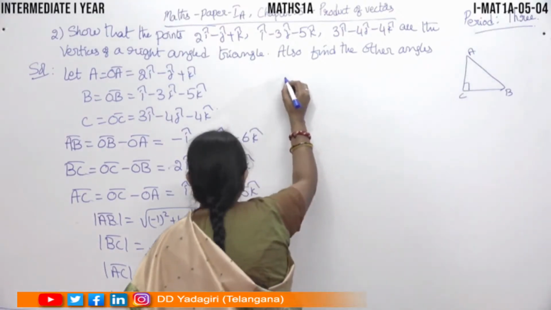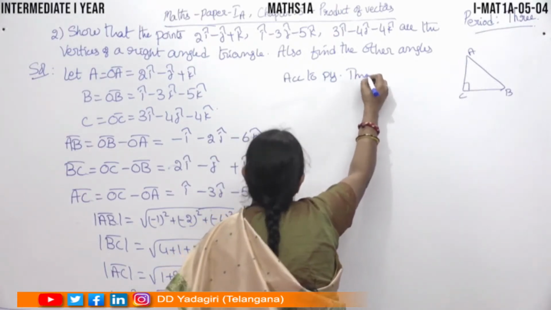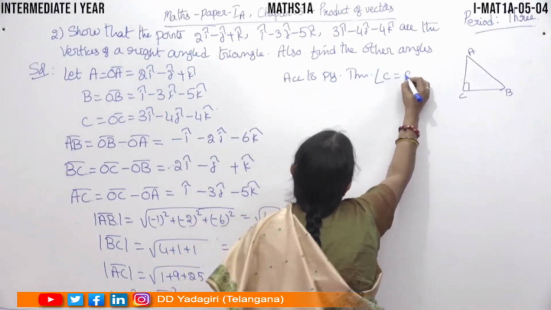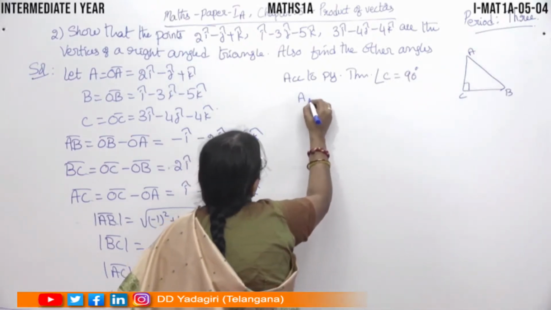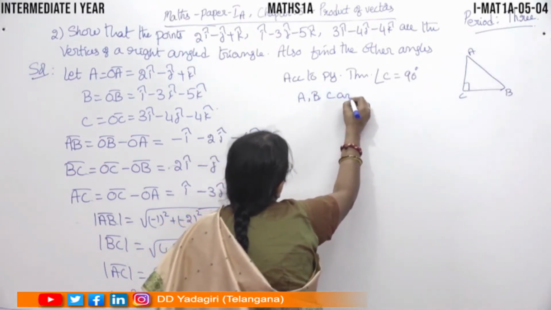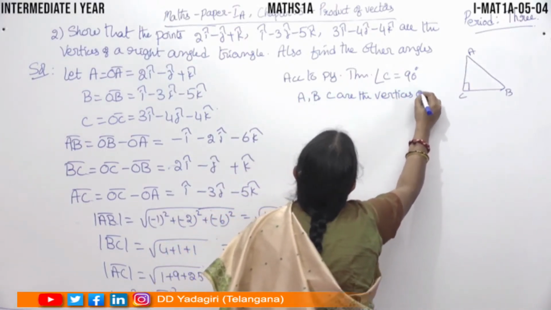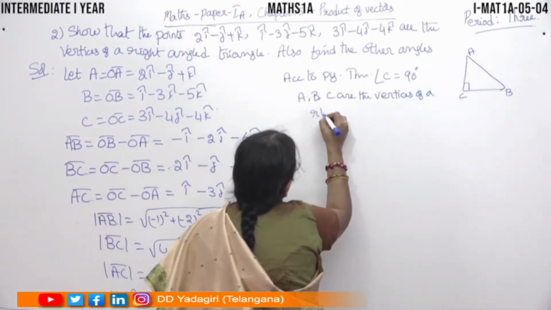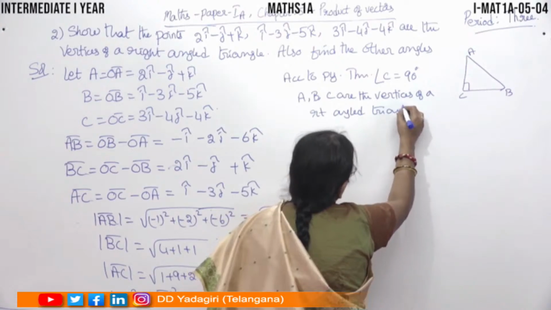So according to Pythagoras theorem, angle C is equal to 90 degrees. So A, B, C are the vertices of a right angled triangle. So you can conclude like this.